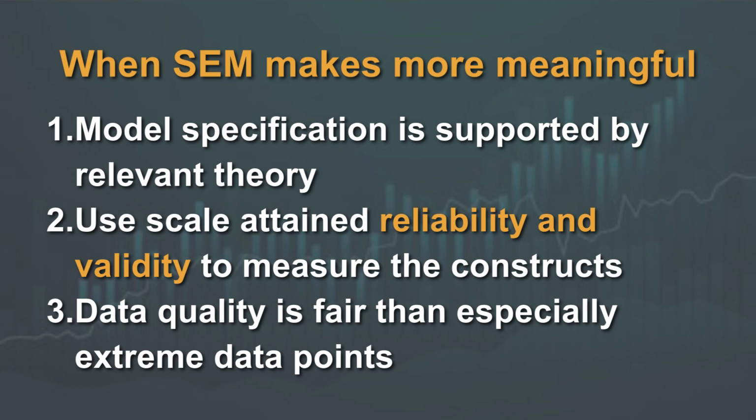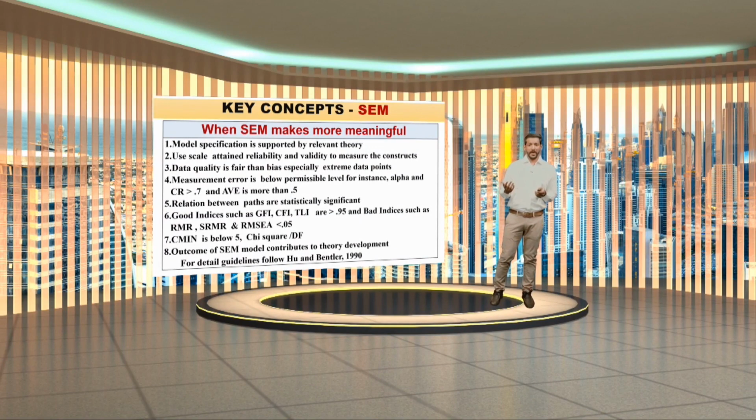And as we are aware, most of the time SEM uses questionnaire based data collection. In questionnaire based data collection, we have a lot of bias. One of the key biases is what we call social desirability bias. The respondent tends to over report positive and under report negative behavior. So obviously that leads to some kind of bias, and using that kind of data for SEM may not make the SEM output more meaningful.